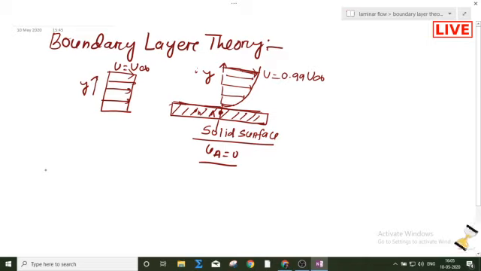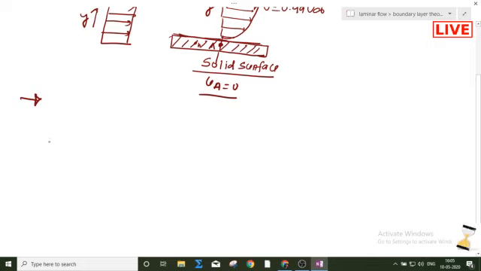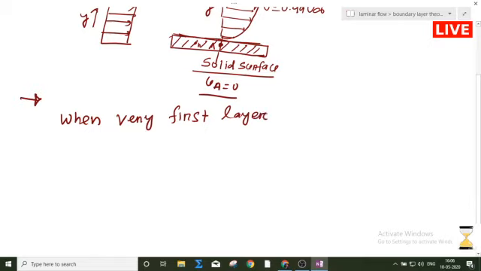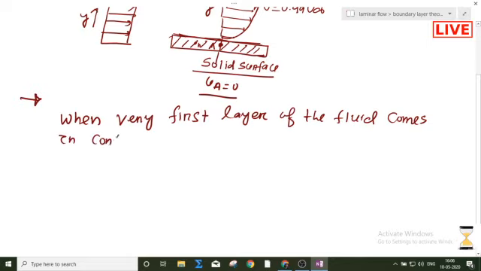Okay, so I can write down one point here. Whatever I said, I'm writing it down. When the very first layer of the fluid comes in contact with the solid surface, what will happen?